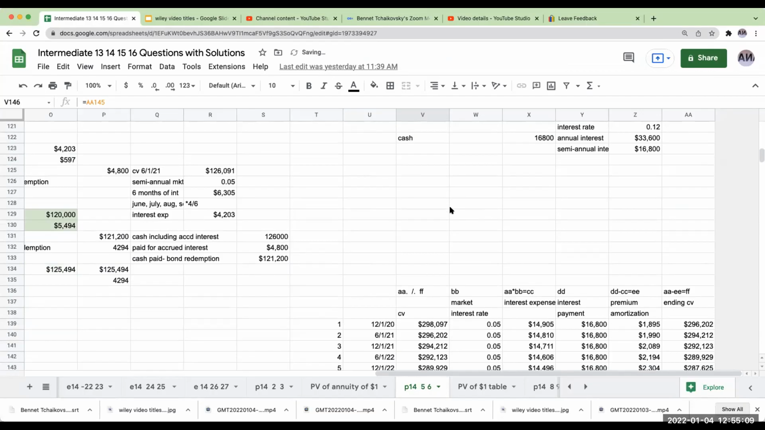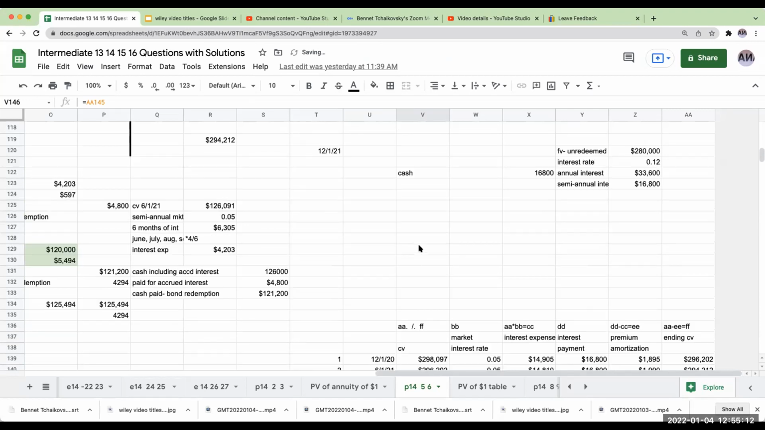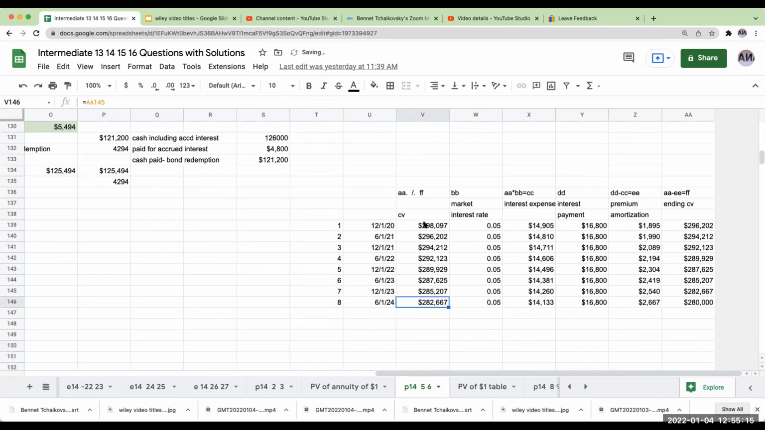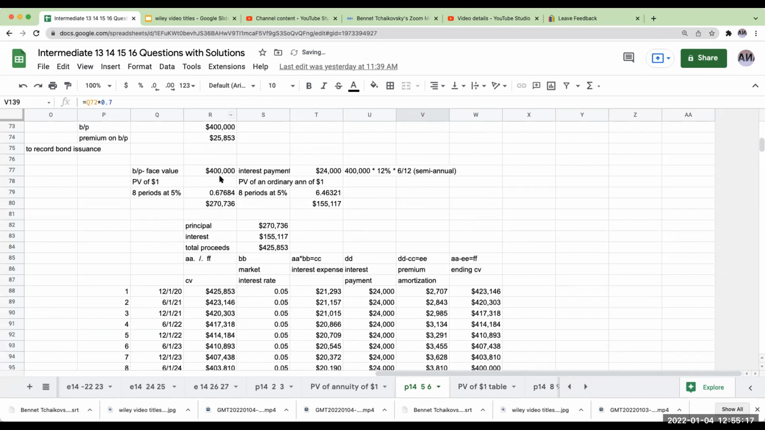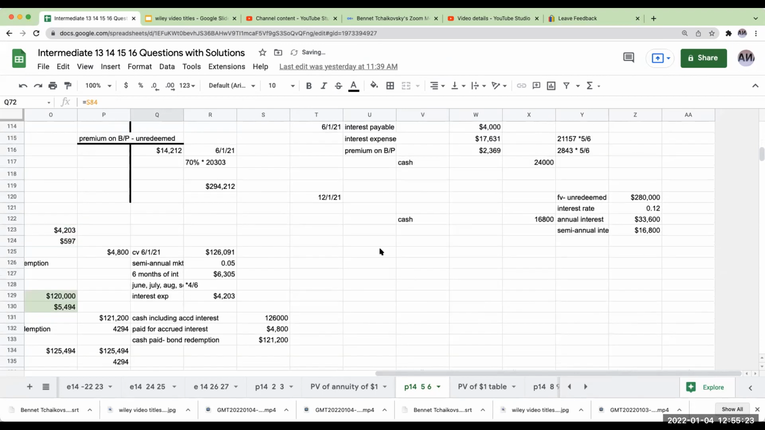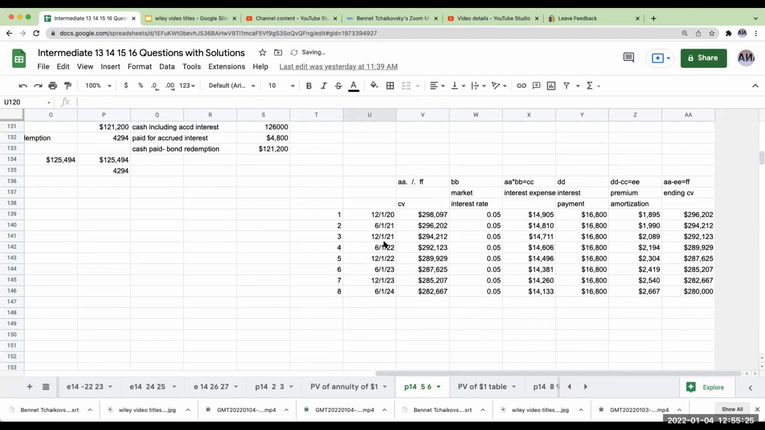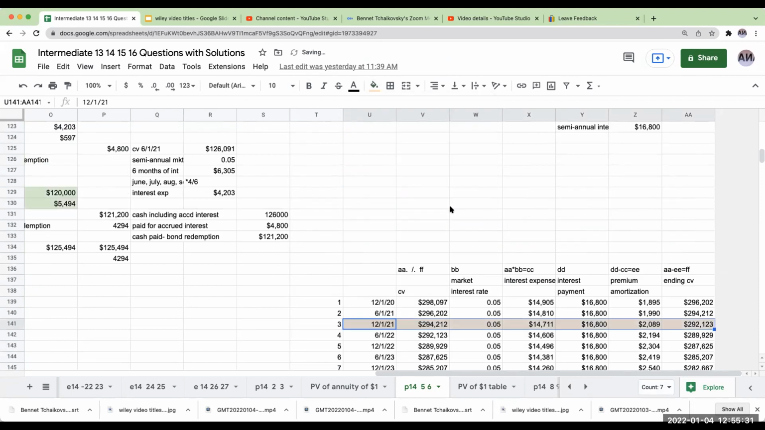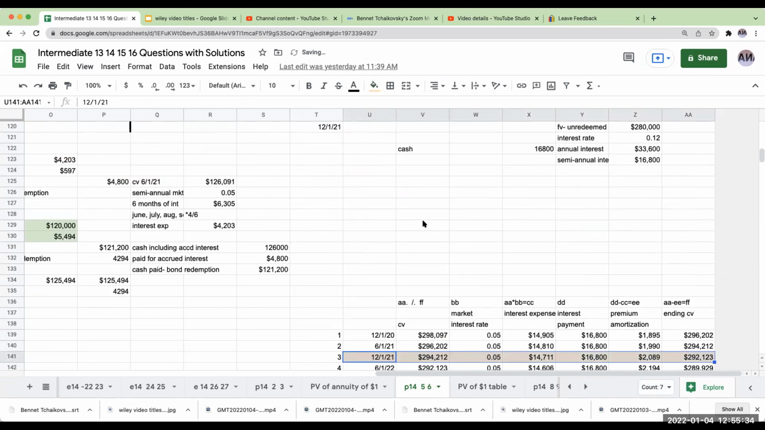Okay, so then again, to check my work, and this is where I kind of got screwed up: if we took 70% of the bond value right up here, and made a separate amortization table, this is what it would look like. Over here on 12/1/21, I just got thrown off by a year. Here we've got the interest expense for the unredeemed bond. It's going to be 14,711, and then my premium amortization is going to be 2,089.